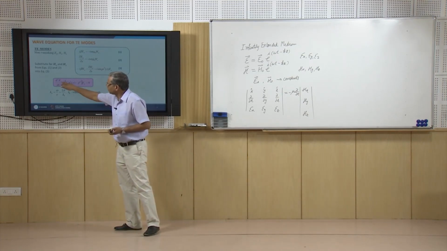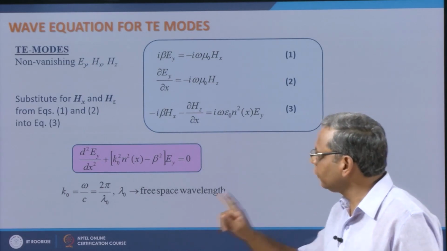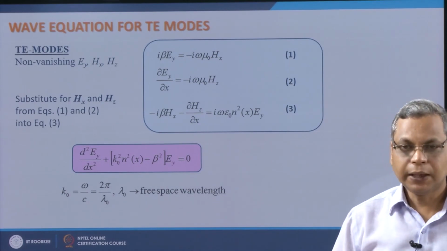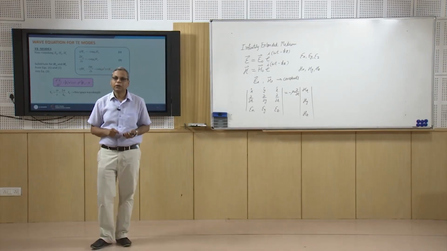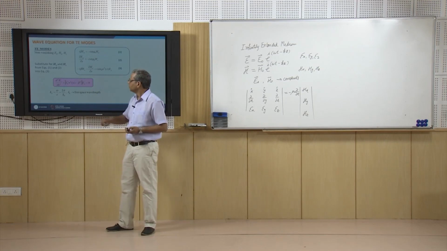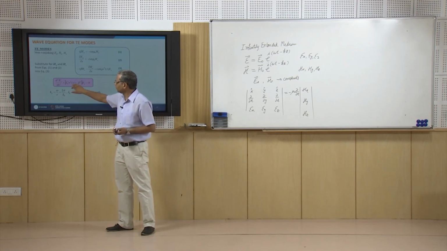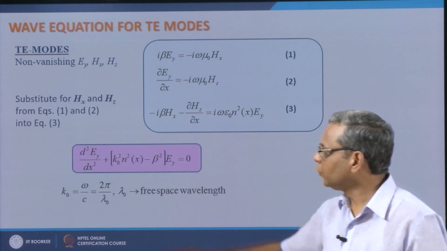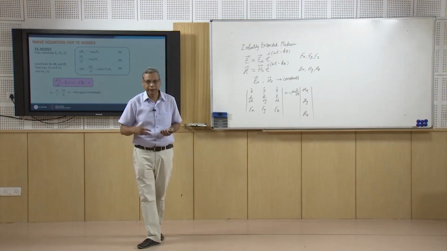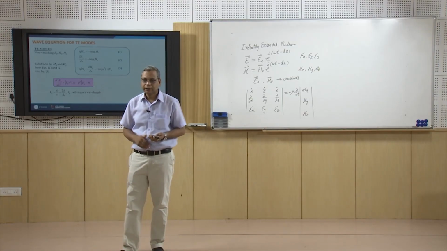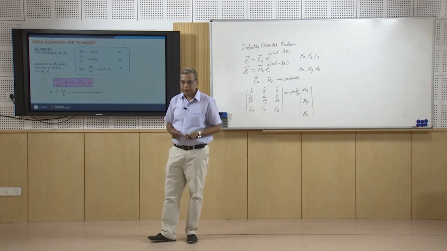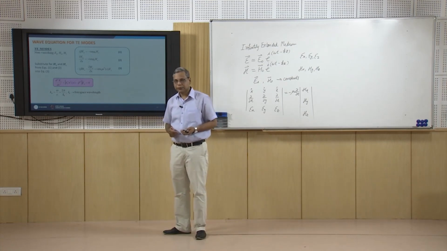a differential equation in Ey for a given n square of x. So, if I know my planar waveguide, that is, I know n square of x, then I can solve this equation for the given n square of x and obtain Ey, and that will give me the modes. That will tell me how electromagnetic wave propagates in that medium of n square x refractive index variation.